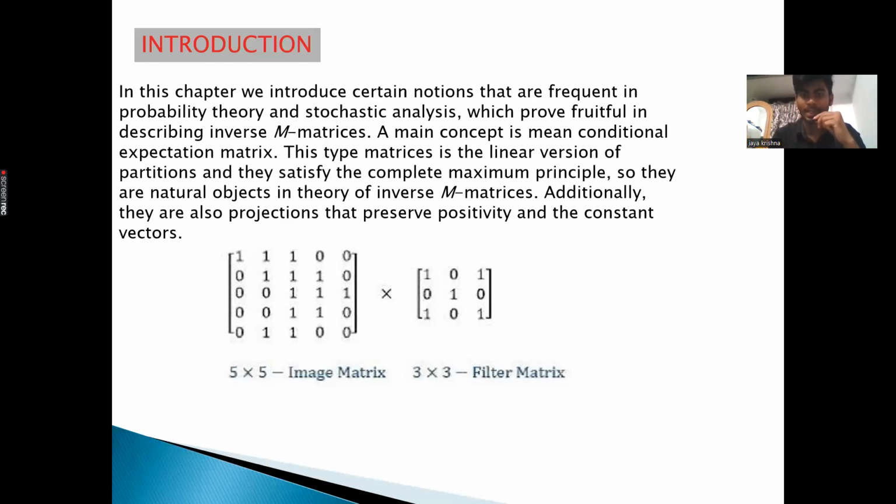This type of matrix is a linear version of partitions, and they satisfy the complete maximum principle. So these types of matrices are naturally objects in the theory of inverse M matrices. Additionally, they are also projections and preserve positivity and constant vectors. For this introduction, we can refer to this image of the filter matrices. Move to the next slide.